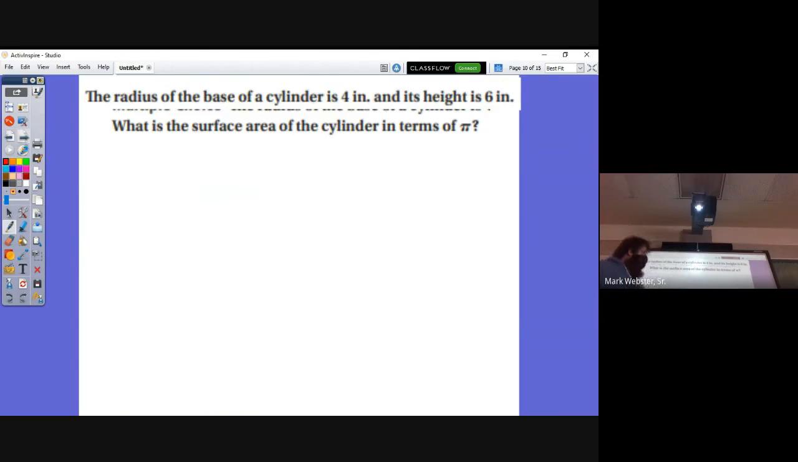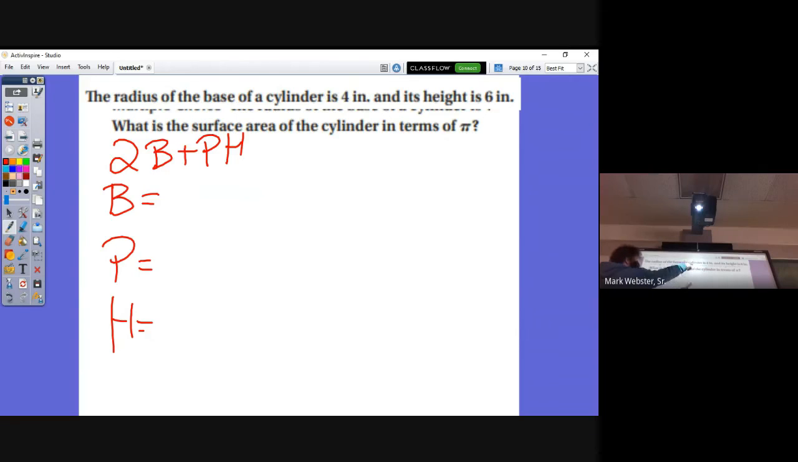So we're trying to find the surface area of this thing. The base of the cylinder, the radius is 4 inches and the height is 6 inches. So let's find the area of the base. Let's find the perimeter of the base. Let's find the height of the prism. Well, pi r squared, right? Well, what is r squared? It's 16, right? So area of the base, 16 pi.